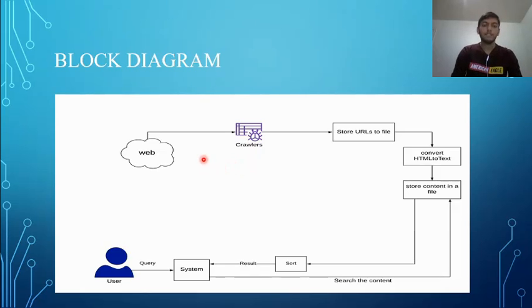First of all, the web crawler. What is the role of our web crawler? So basically, what is a web crawler? A web crawler is an internet bot that systematically browses the World Wide Web for the purpose of web indexing. It is also called a spider or spider bot. It copies pages for processing by a search engine, which indexes the downloaded pages so users can search more efficiently.